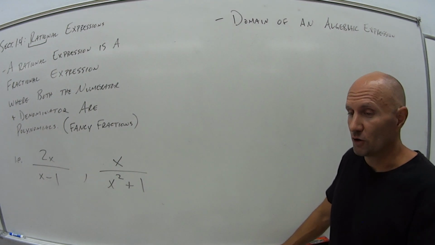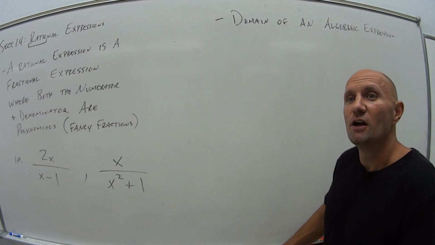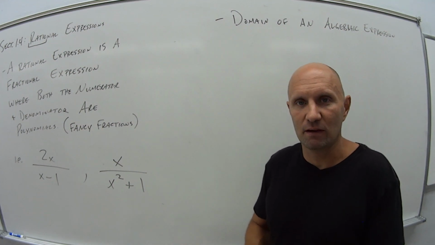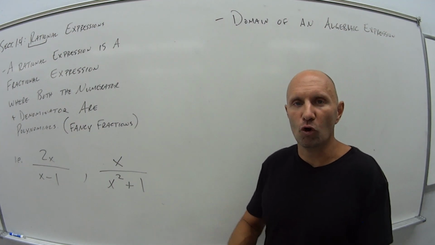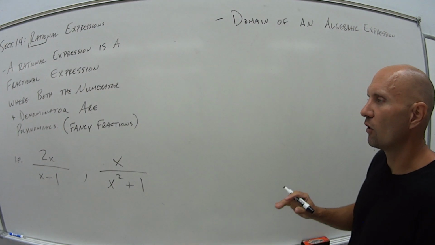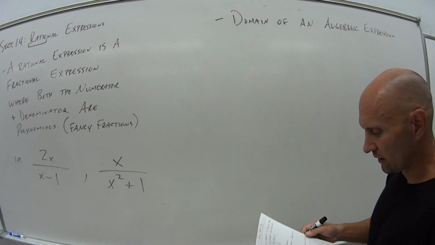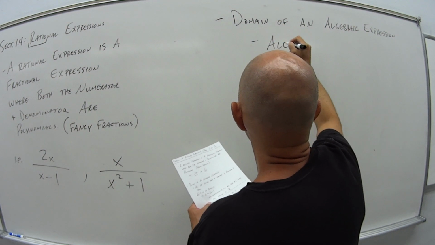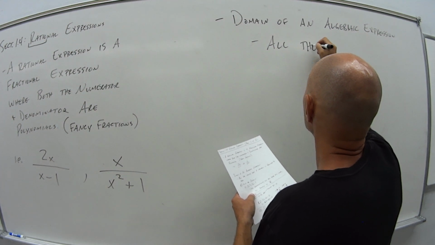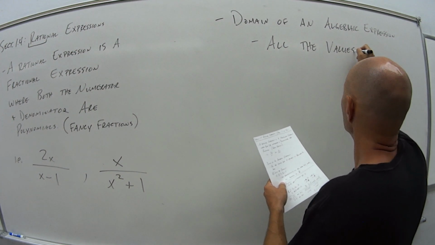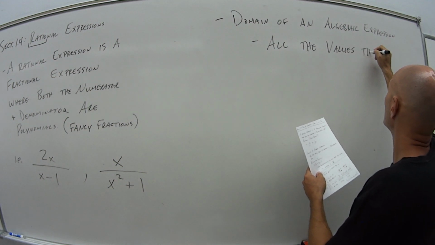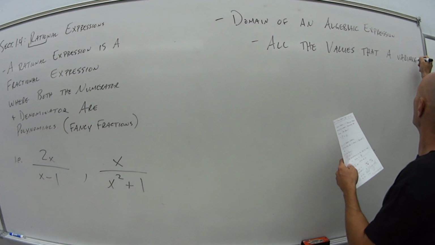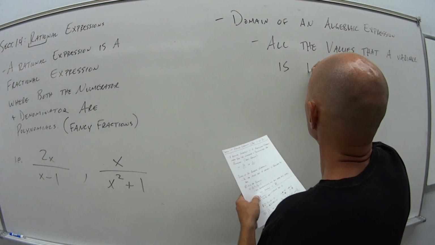This is important. You're going to use this all the rest of the semester here. You're going to use this in 127. If you have to go into 181, you're going to use it a lot, probably every day, talking about domains of functions. So it's important to understand this concept. The domain of an algebraic expression is all the values that a variable is permitted to have.